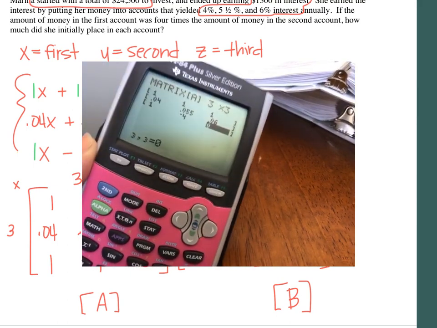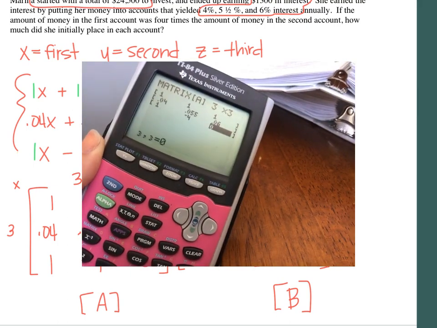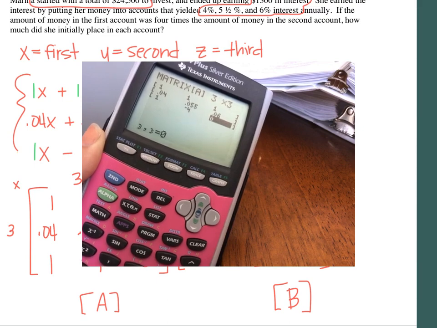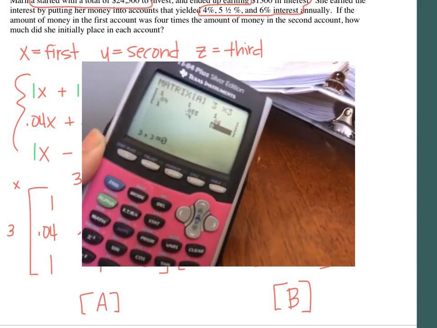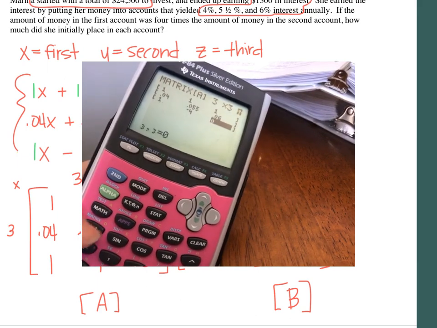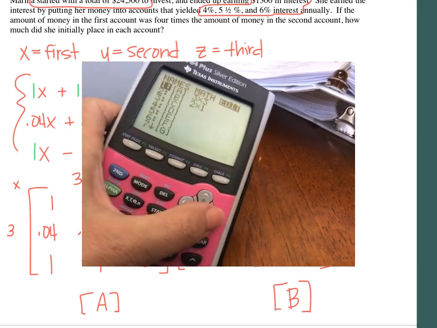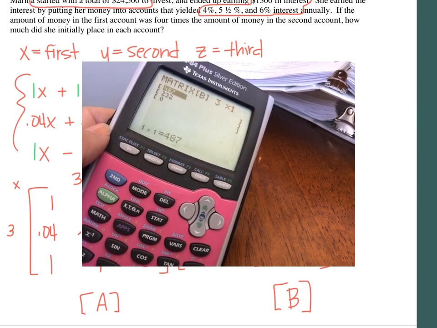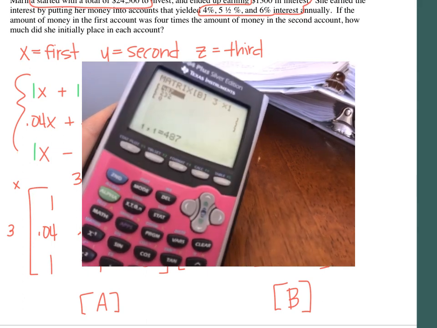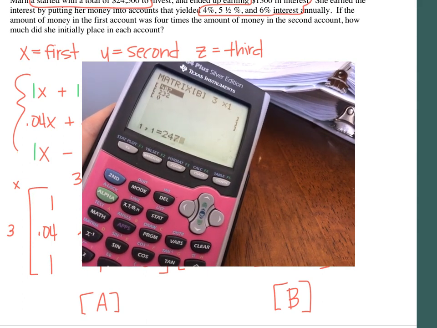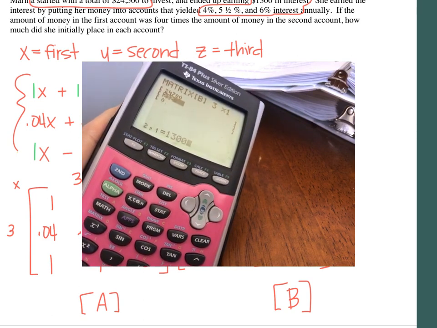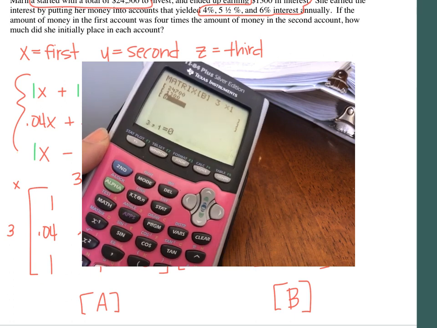All right, I've now set up my matrix A. I've changed the dimensions to be a 3 by 3, and then I've put in 1, 1, 1, 0.04, 0.055, and 0.06, and then 1, -4, and 0 I've included. Now I'm going to edit my matrix B, so I'll go over to Edit, go down to matrix B, and that will be a 3 by 1 this time. So I put in the initial amount of money she had to invest, the interest, and the 0 value.